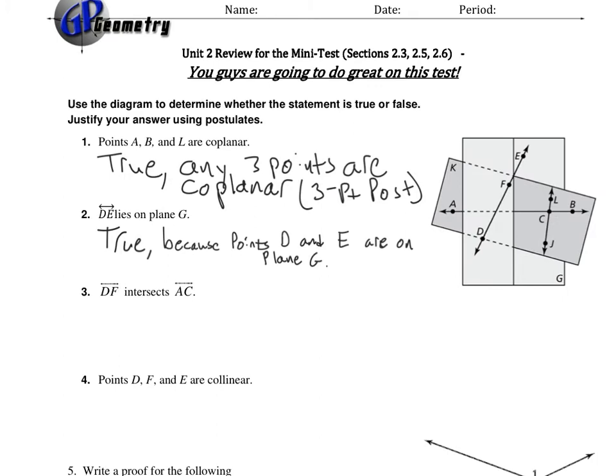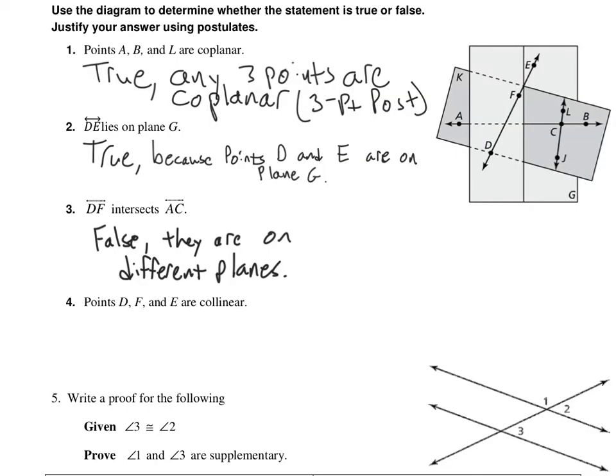Now we got DF is intersecting AC. Well, DF goes through this plane. AC is on this other plane, and AC actually does not touch DF because they're on different planes, and you can see this dotted line means that AC is behind it. So AC is not actually touching DF, so that's false. Because they're on different planes, it's false.